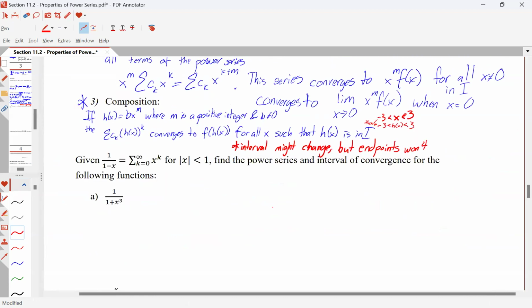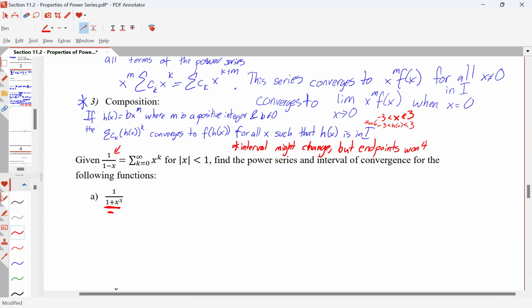Suppose we have the series 1 over 1 minus x is equal to the sum from k equals 0 to infinity of x to the k. We saw this in the first video because of the geometric series. And now we're going to use this. So we want to find the power series and the interval of convergence for these functions. 1 over 1 plus x cubed. We are looking at a function and we want to find the power series.